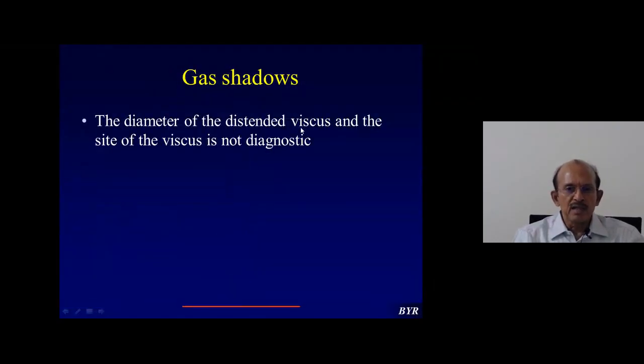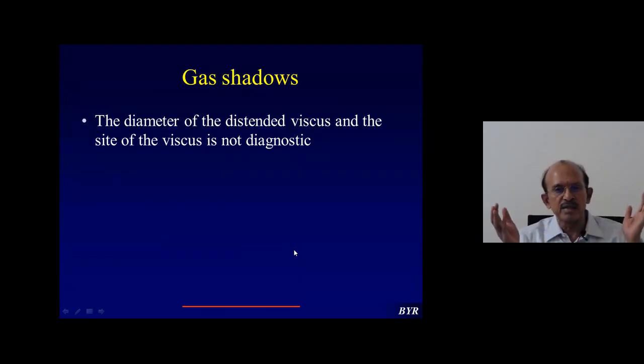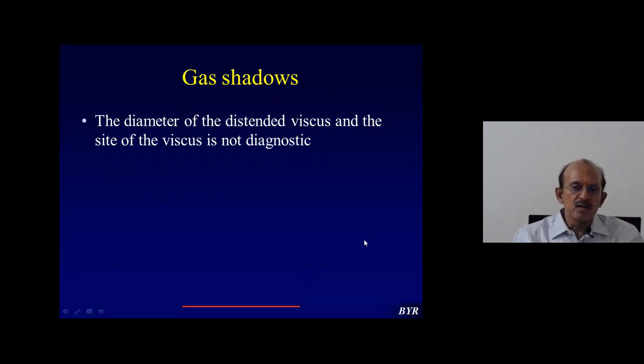The diameter of the distended viscus and the site of the viscus is not diagnostic. That means if you see a very large distended air shadow, don't be under the impression that large air shadows are from the colon and small diameter air shadows are from small bowel. Once the bowel distends, it can go to any extent. So the diameter is not the criteria to make a diagnosis whether it is jejunal, ileal, or colonic shadow.